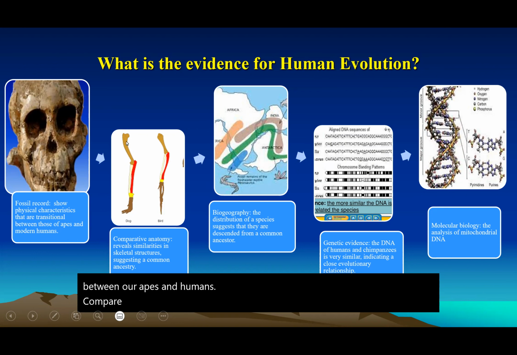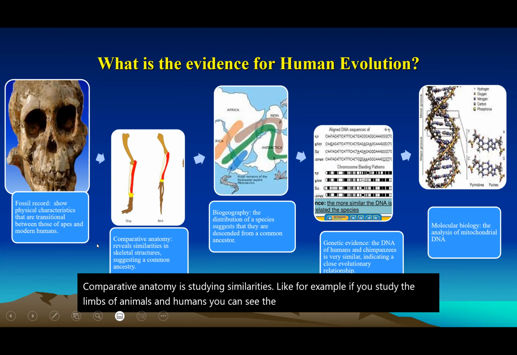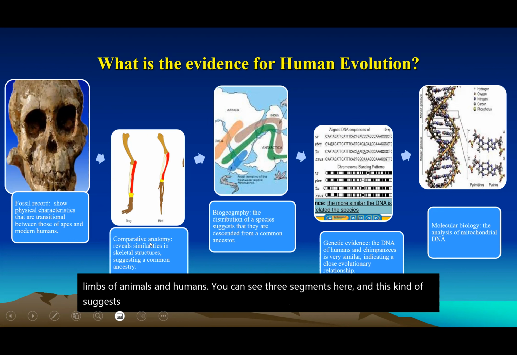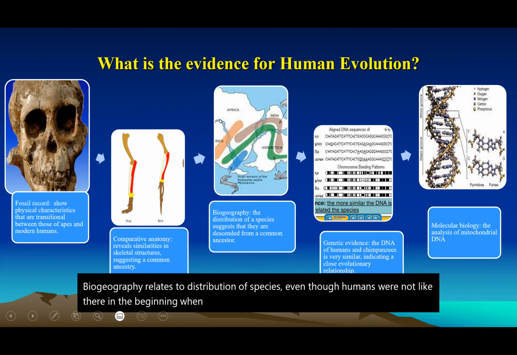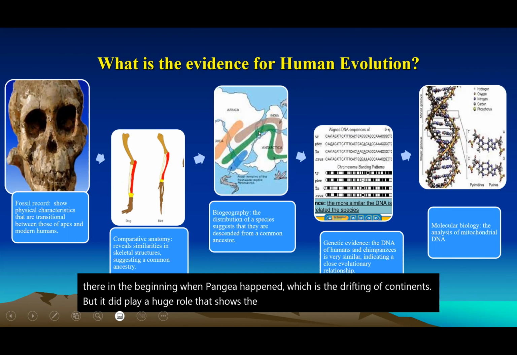Comparative anatomy is studying similarities. Like, for example, if you study the limbs of animals and humans, you can see 3 segments here. And this kind of suggests common ancestry. Biogeography relates to distribution of species. Like, even though humans were not there in the beginning when Pangea happened, which is the drifting of continents, it did play a huge role that shows the relatedness and a common ancestry of species.